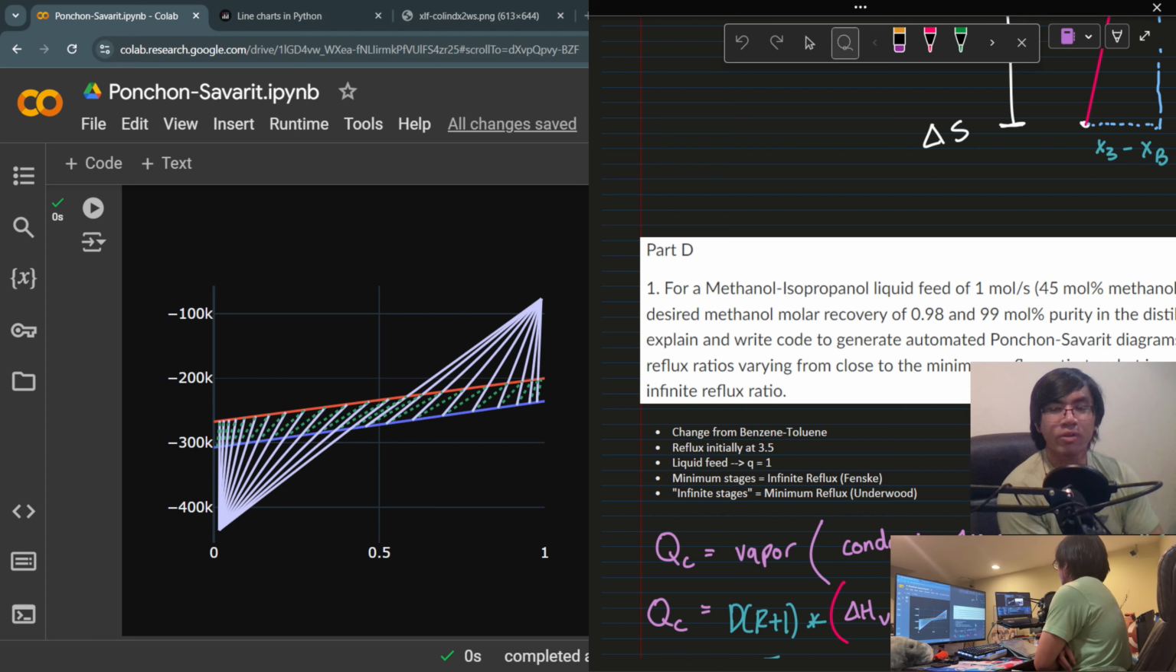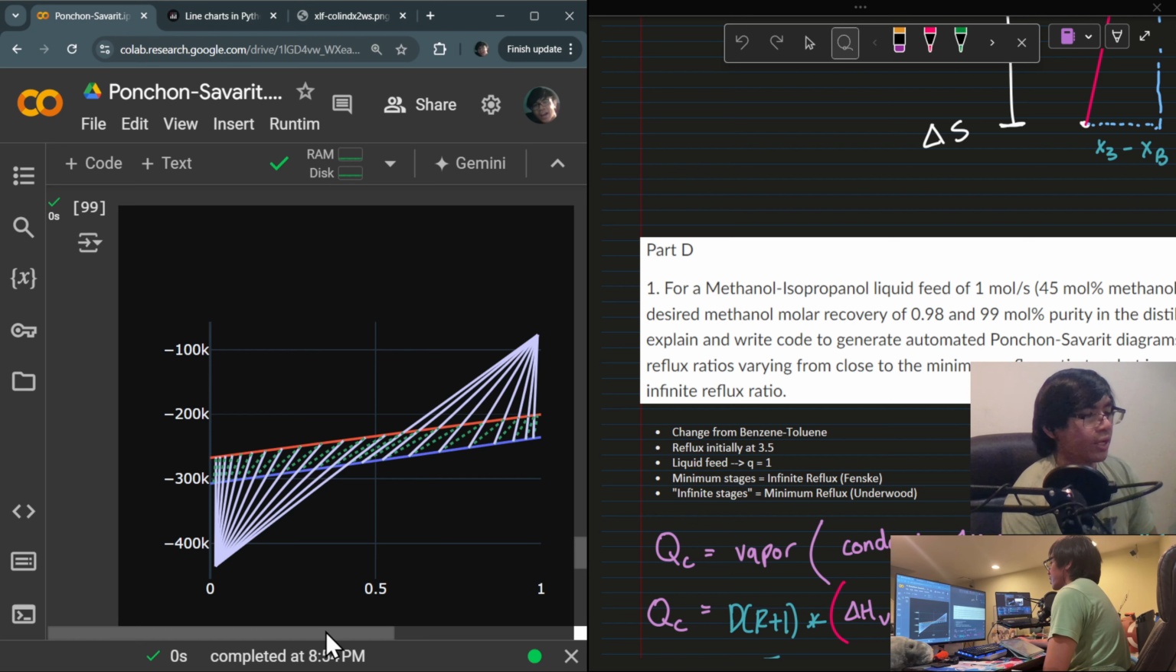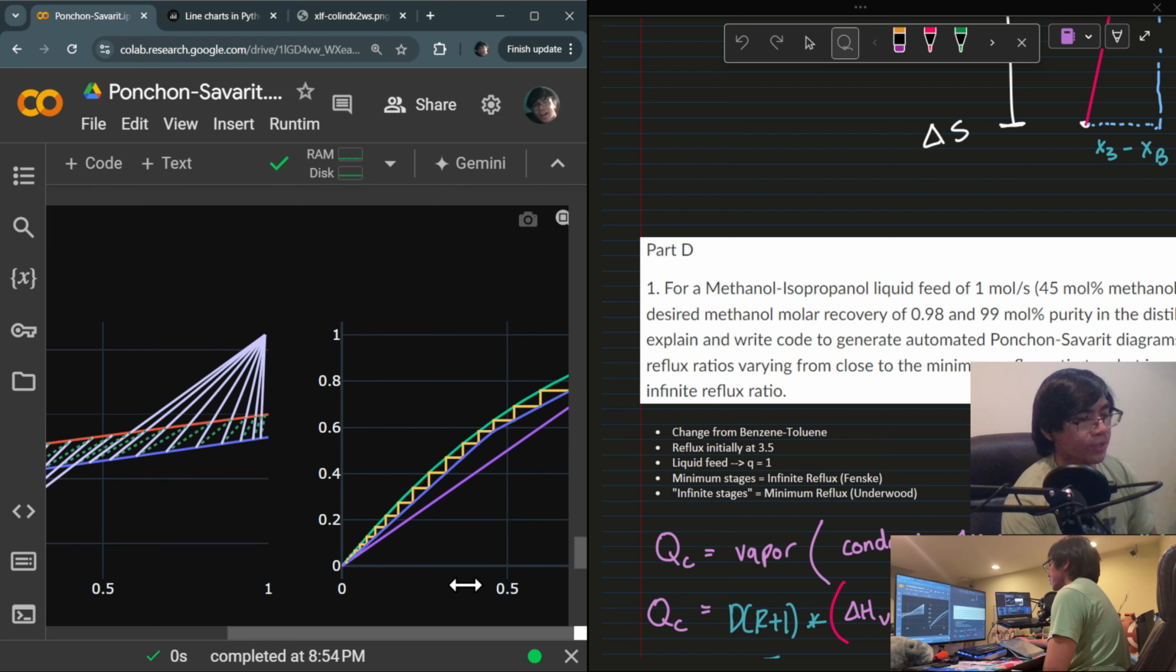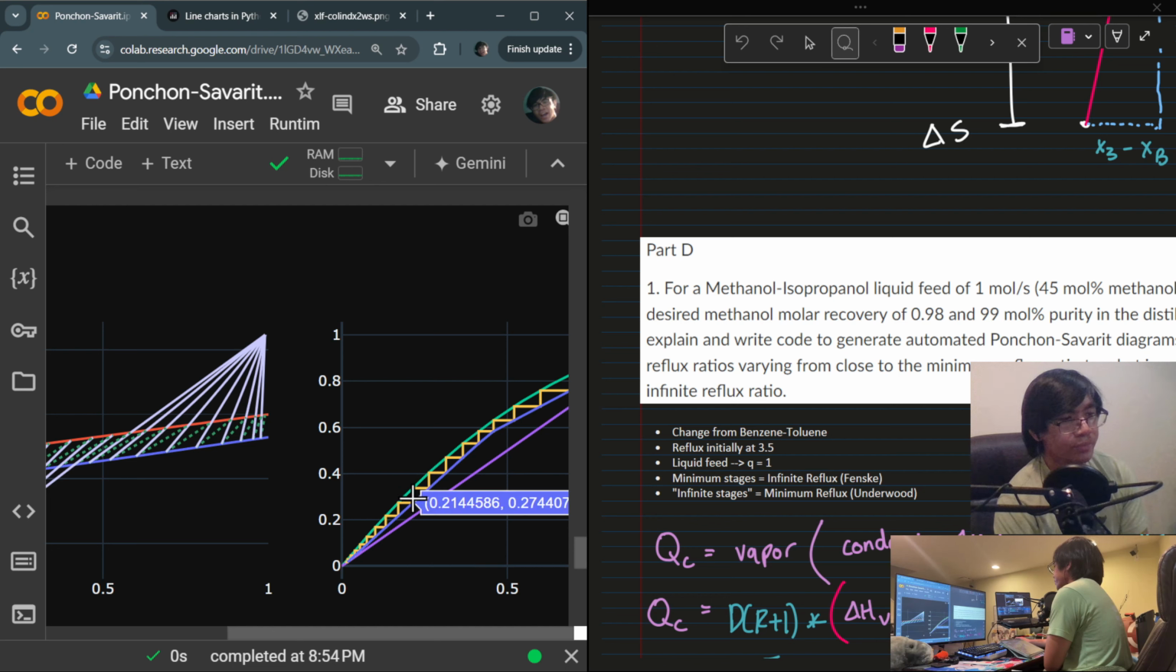So infinite reflux, if you remember, refers to our McCabe-Thiele operating line, which has a slope of R over R plus 1. So for a minimum number of stages, is this being associated with an infinite reflux? Well, all that means is that with infinite reflux, you're increasing your R so much that the numerator and denominator become indistinguishable. So essentially that slope is 1. So eventually we'll have something close to our 45-degree line.